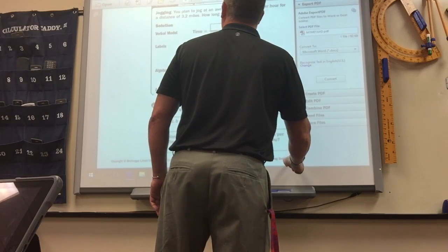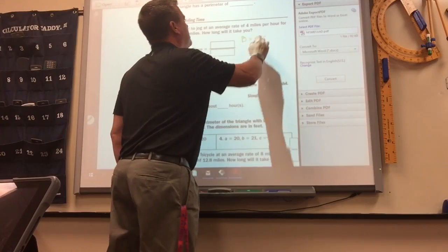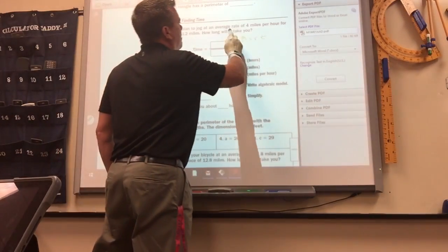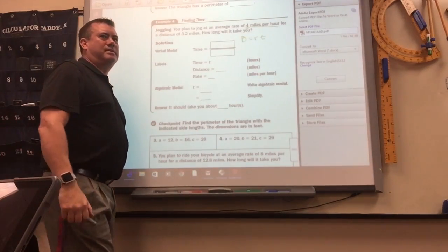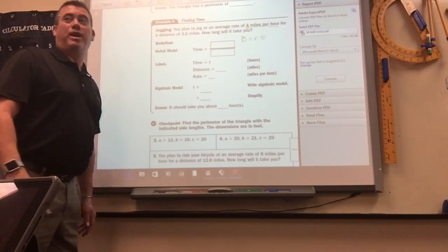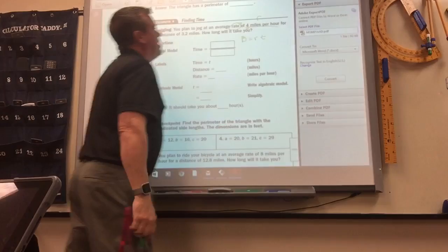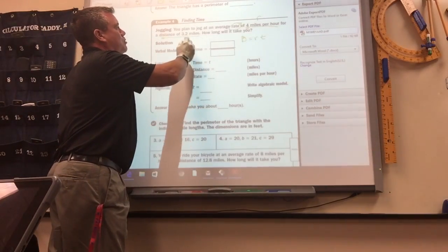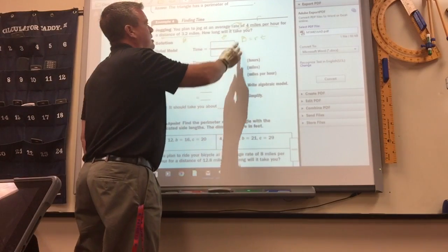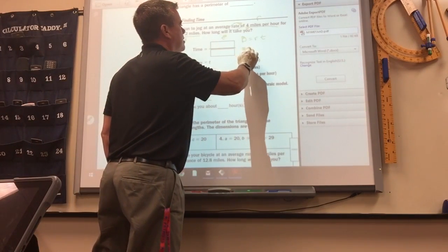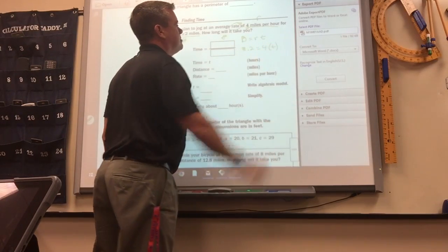Okay. Here's another distance one. You plan the jog at an average rate of 4 miles per hour, so what letter does that stand for? R. Rate. Right there, it says rate. For a distance of 3.2 miles, that's D. How long will it take? So you're looking for T. So we put 3.2 in there. The rate is 4 times T.